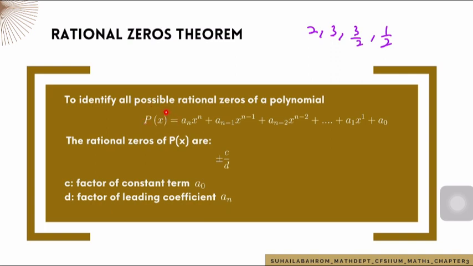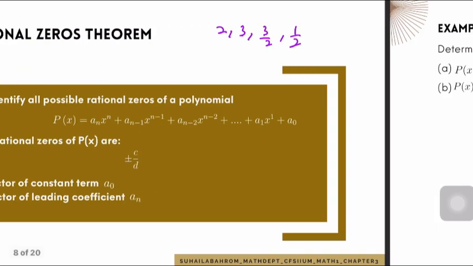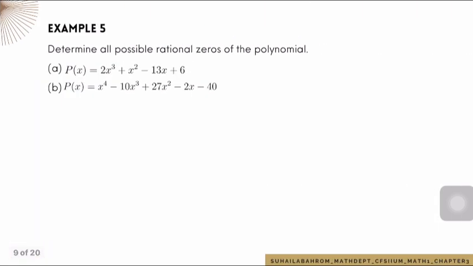When we have this polynomial function, we know that a n is the leading coefficient and a naught is the term without x, which is what we call the constant term or constant coefficient. So the rational zeros theorem gives plus minus c over d, where c is a factor of the constant term and d is a factor of the leading coefficient a n. So let's look at the first example here.